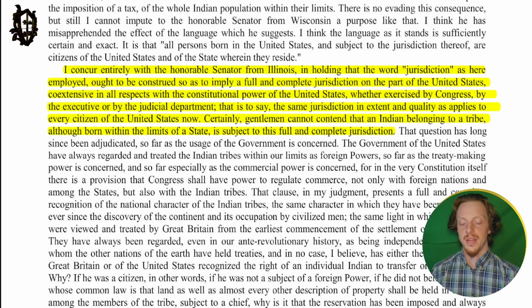That is to say, the same jurisdiction and extent and quality as applies to every citizen of the United States now. Certainly, gentlemen, cannot contend that an Indian belonging to a tribe, that's the important qualifier, belonging to a tribe, although born within the limits of a state, is subject to this full and complete jurisdiction.